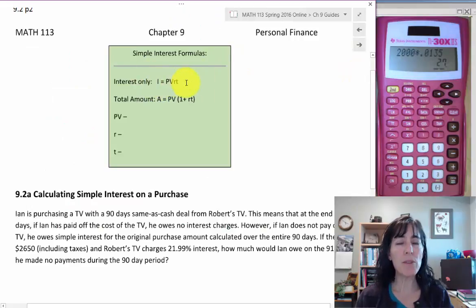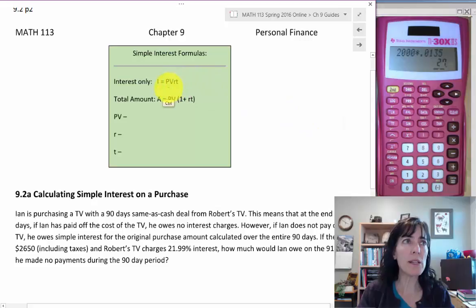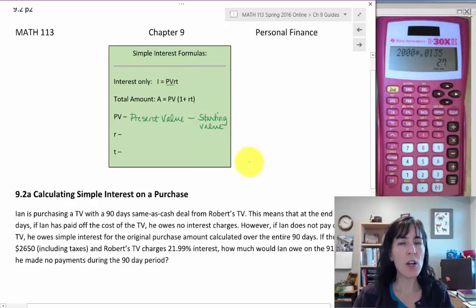I'm using PV, and I'll use that quite frequently this semester. PV is going to stand for present value, or it's the same thing as the starting value. And then the R and the T are just like we had before. The R stands for the rate, and usually we convert it to a decimal. If you don't convert it to a decimal, be sure to use that percent button on your calculator.